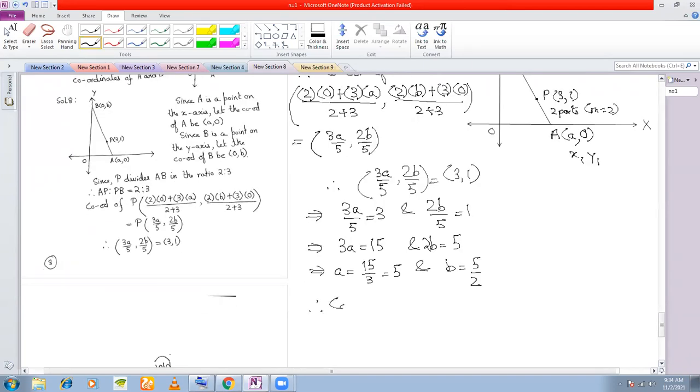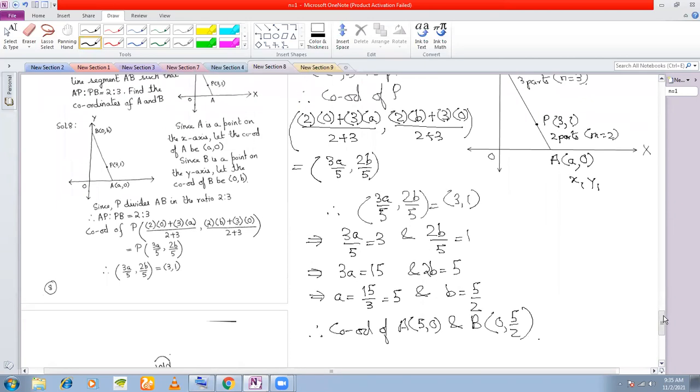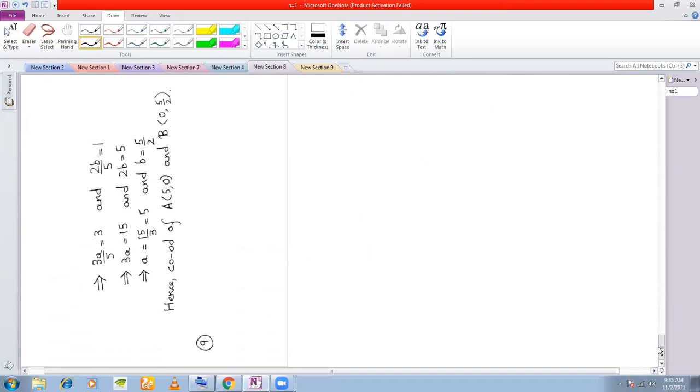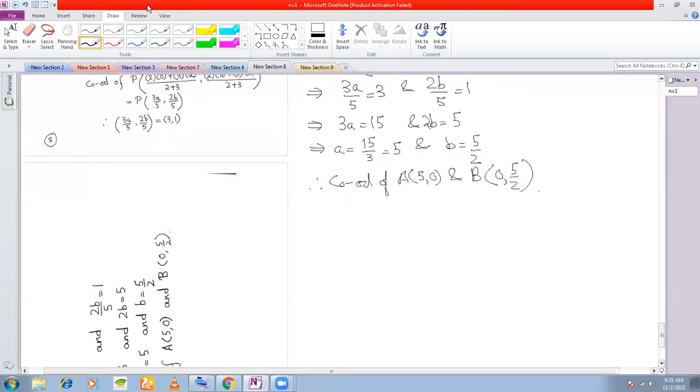So what should be the coordinates of A and B? Coordinates of A is (5, 0), and coordinates of B is (0, 5 by 2), and that is your answer. Okay, so that brings us to an end of the section formula. I'll stop here for today.